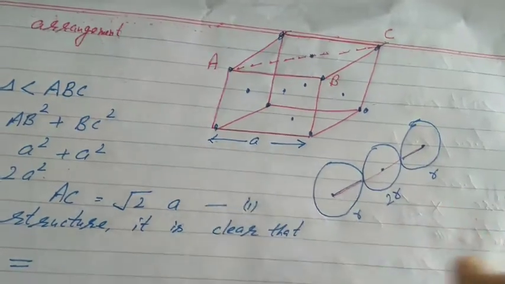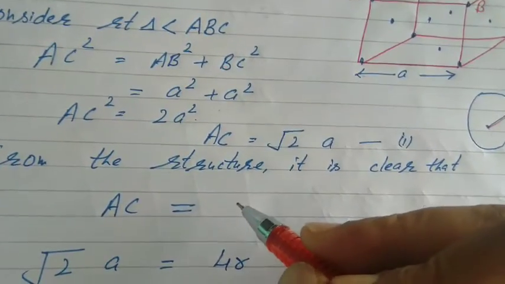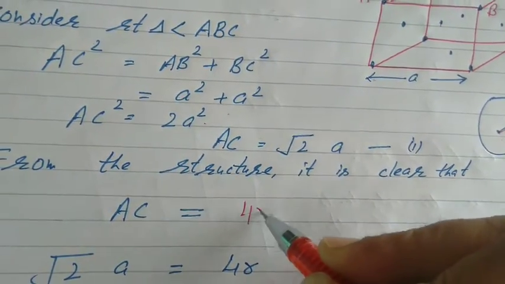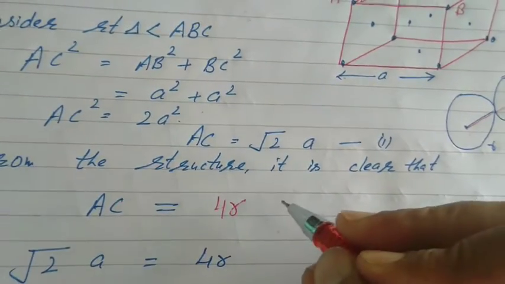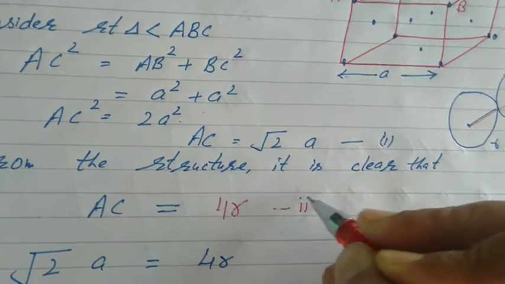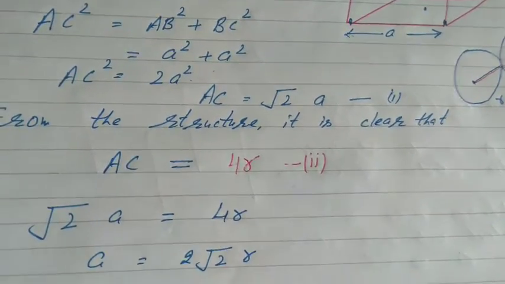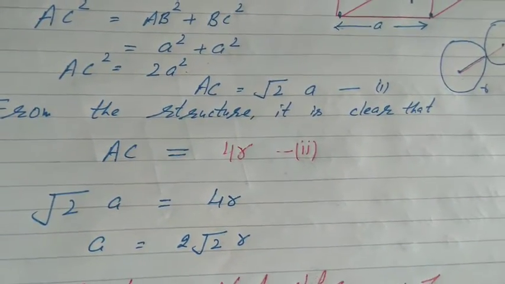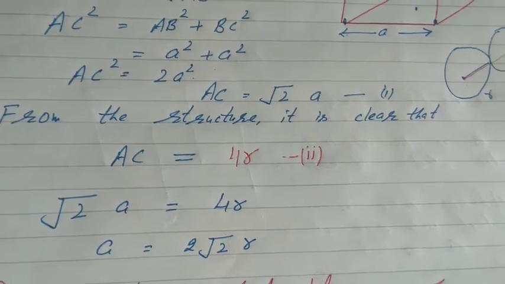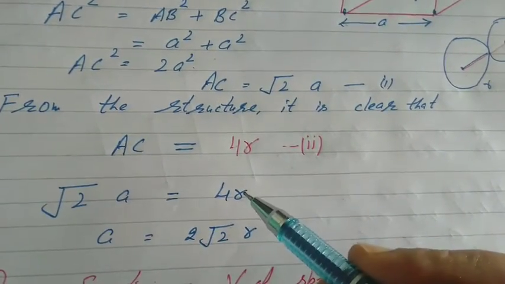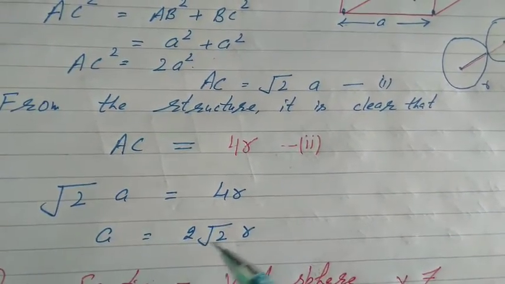R and 2R, 4R. AC is equal to 4R. Now students, that's equation 2. Please try the same in your notebook. Comparing equation 1 and 2, root 2A is equal to 4R, so A is equal to 2 root 2R.